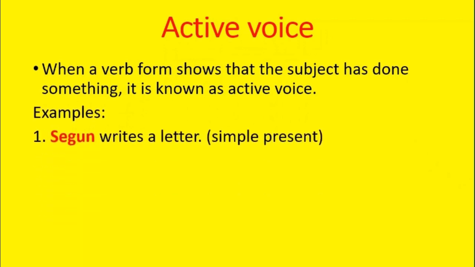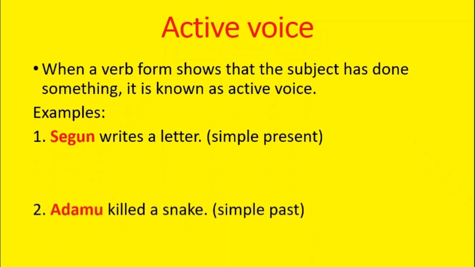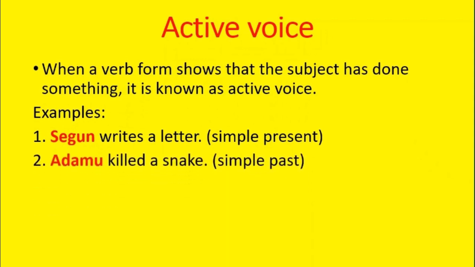Examples: Shegun writes a letter. Who writes a letter? Shegun, that's the subject doing something. This is a simple present tense. Adamu killed a snake. Adamu did something to a snake. He killed a snake. He is actively involved in the action of killing a snake.